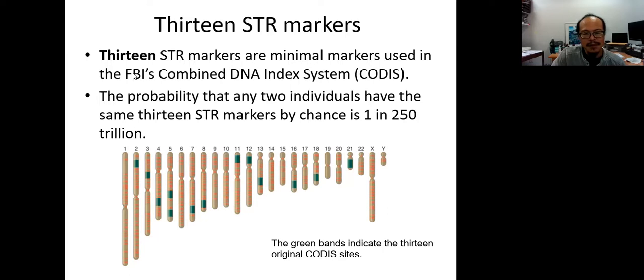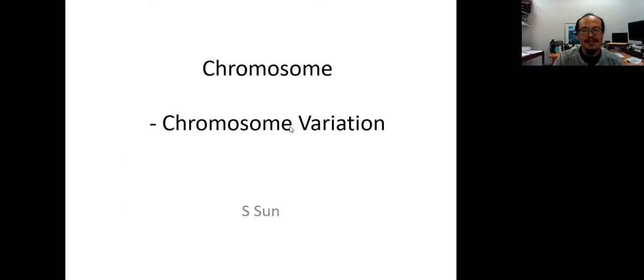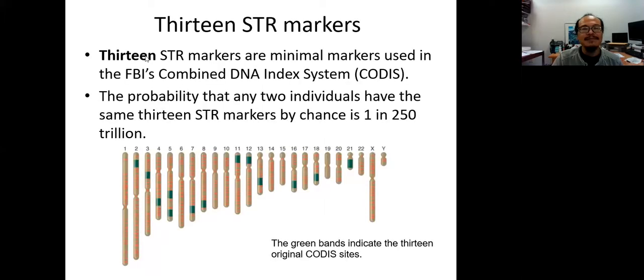The FBI uses the Combined DNA Index System. It would be very, very rare, a 1 in 250 trillion chance, for 2 people to have identical number variables of that repeat. So I think that's it. Yes, so that's that. All right.